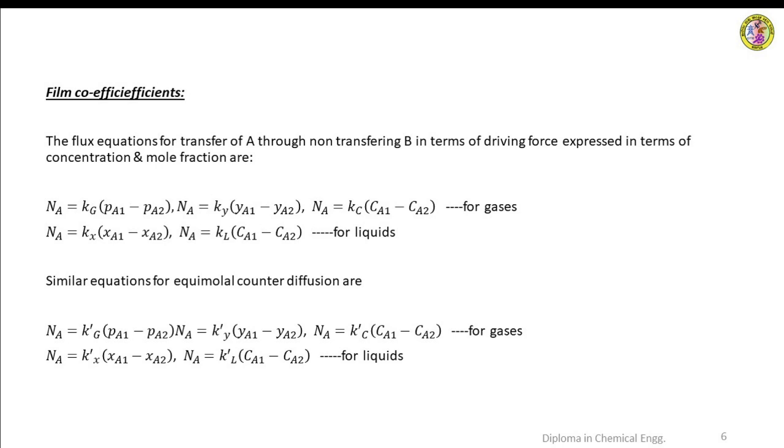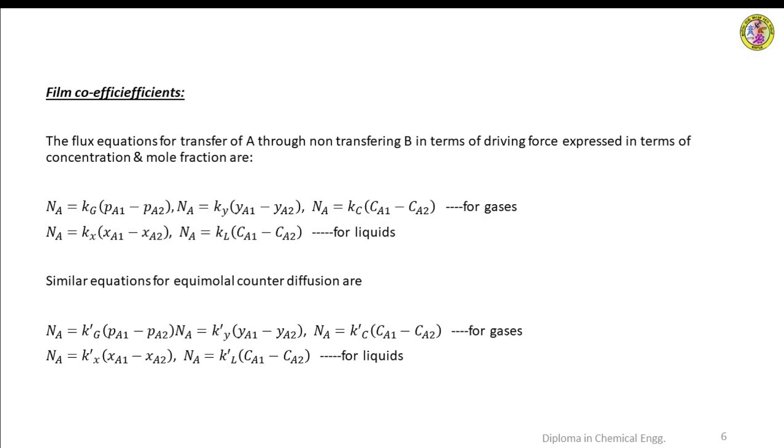In the same way, if you go on writing the equations for different cases, these are the set of equations for each case of diffusion. The first three equations represent gases in case of steady state diffusion of A through non-diffusing B. The second two equations are for the same case of diffusion in liquids. Similarly, the other two sets of equations at the bottom are written for the equimolar counter diffusion in gases and liquids respectively.